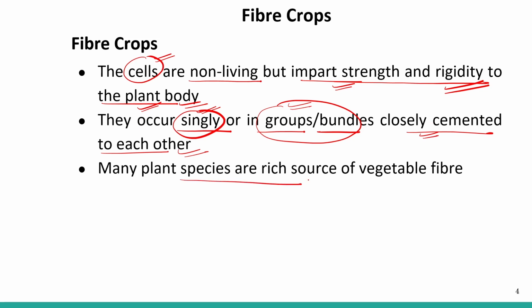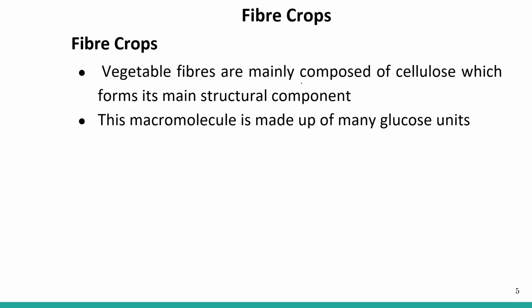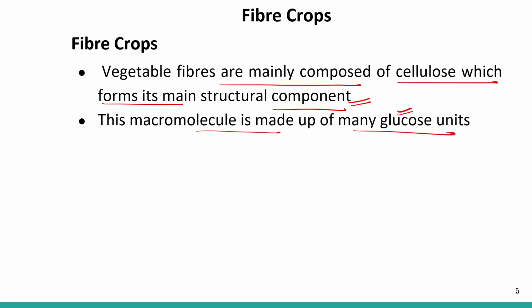Many plant species are a rich source of vegetable fiber. Vegetable fibers are mainly composed of cellulose, which forms their main structural component. This macromolecule is made up of many glucose units. We have already studied this, the structure of cellulose, in the biomolecules chapter. So the unit is the glucose unit and it forms a very complex structural form. So that is one of the structural units in the case of the plant cell, right?